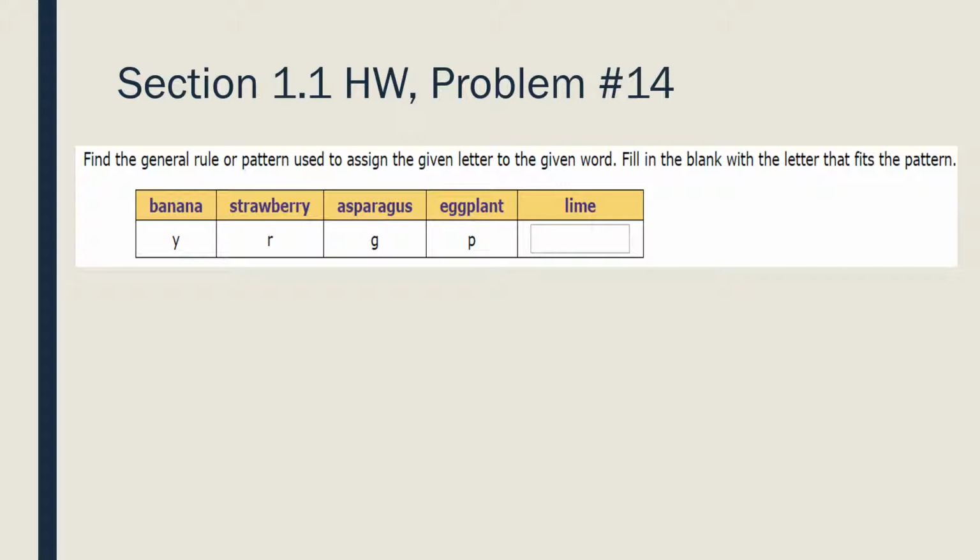And then our last example, this is number 14 from your homework. This should be the last problem on your homework assignment for this section. It says, once again, find the general rule or pattern used to assign the given letter to the given word. Fill in the blank with the letter that fits the pattern. Banana Y, strawberry R, asparagus G, eggplant P, and lime. Alright, so banana Y, strawberry R, asparagus G, eggplant P. If you haven't figured it out yet, take a second, pause the video.